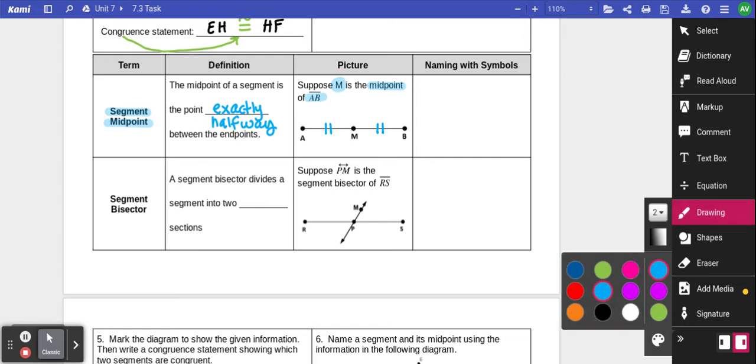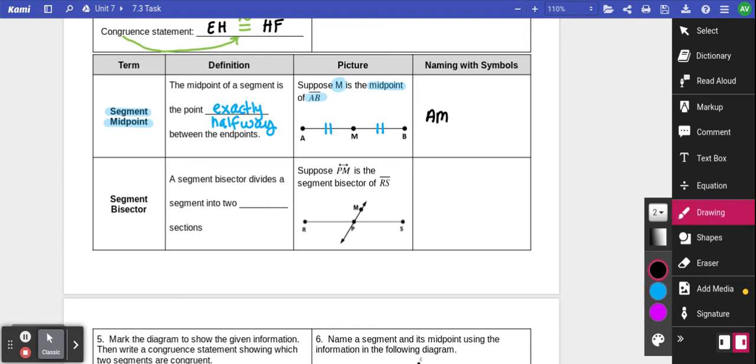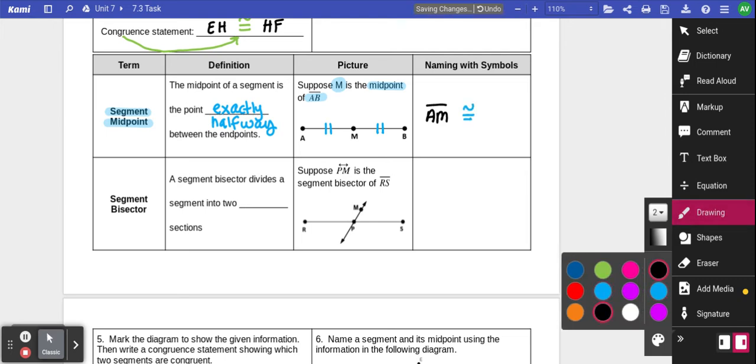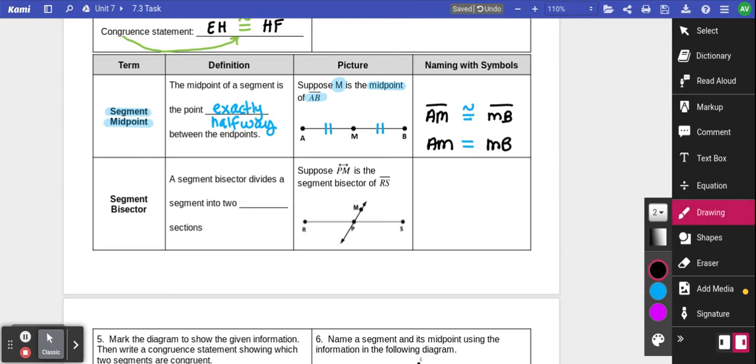When we name those, what we would say is that AM is congruent to MB. We could also say that the length of AM is equal to the length of MB. And you'll notice that when I use the congruent symbol, I put the little segment on the top. And when I don't use the congruent symbol, I don't put the little segment on the top.